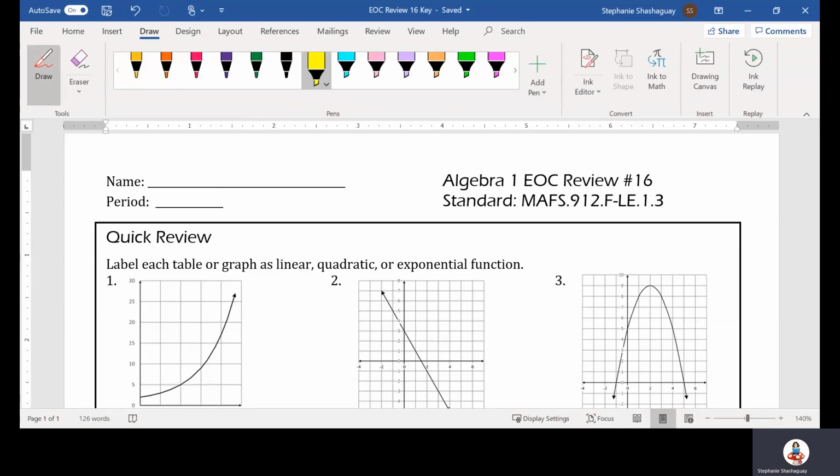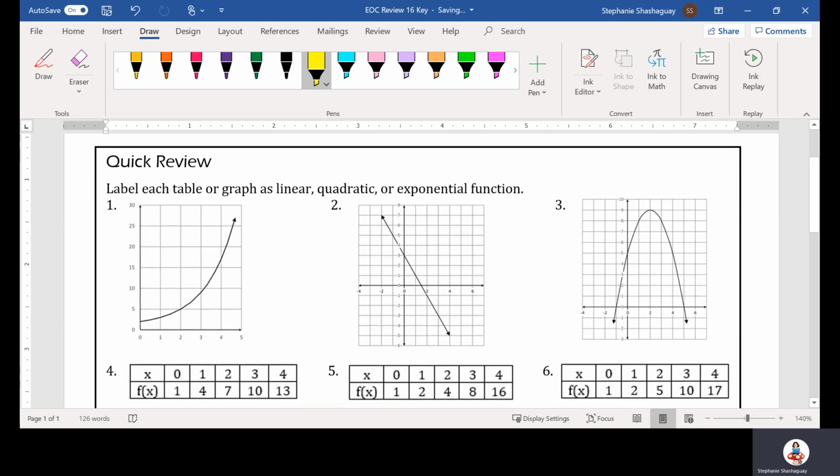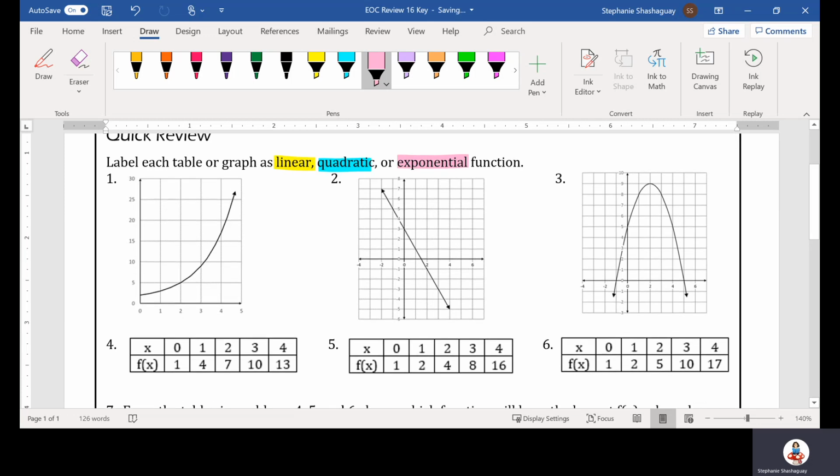All right, guys, in this video, we're going to do EOC review number 16. Again, in this video, we are comparing now linear functions, quadratic functions, and exponential functions. So all three, instead of like in number 14, where it was just linear and exponential. So label each table or graph as the following.